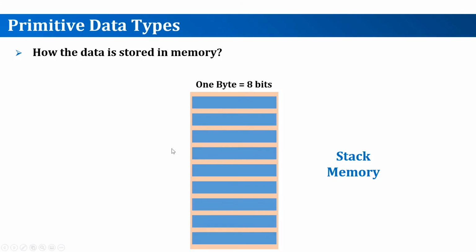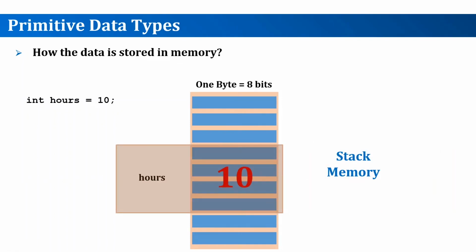So when you say I bought 32 gigabyte RAM, you actually say that you have 33.5 million slices or bytes. So what happens in the memory when you type in the Java compiler something like int hours equals 10 semicolon? What happens is that Java will go to the memory, reserve 4 bytes, call them hours, and write the value 10 in them. But why 4 bytes? That's exactly why we need to learn about the different data types.